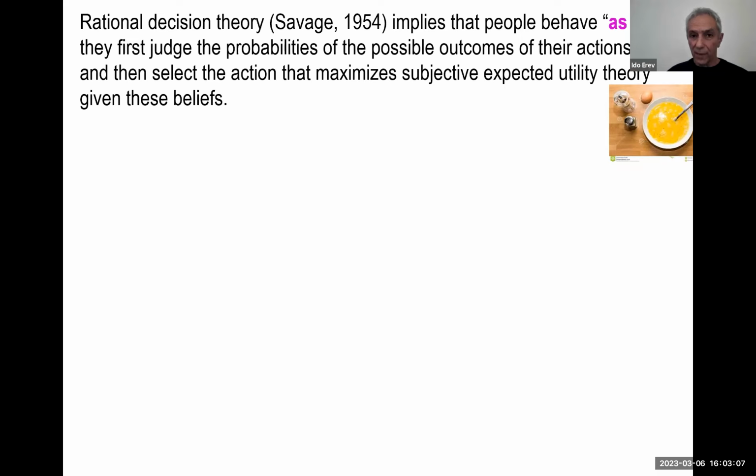According to Savage's theory, people behave as if they first judge the probability of the possible outcomes of their actions, and then select an action that maximizes subjective expected utility given this belief. For example, while preparing an omelette, people behave as if they hold some belief concerning the probability that the next egg that they might add to the omelette is rotten.